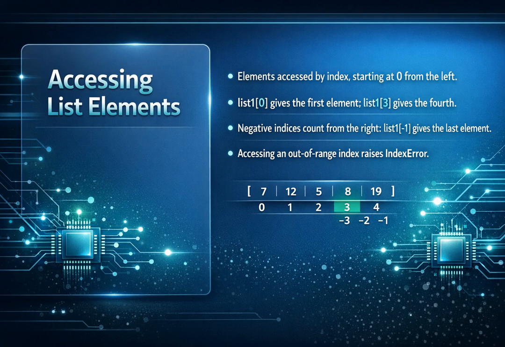Accessing elements works the same as with strings. The first element is at index 0, and negative indices count from the right. For example, index -1 gives the last element. Trying to access an index beyond the list's length raises an index error.